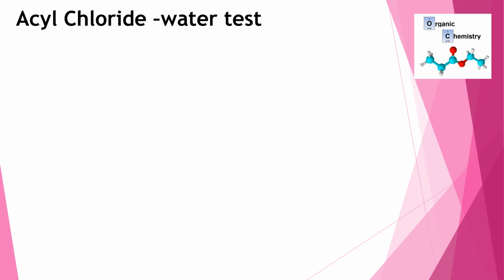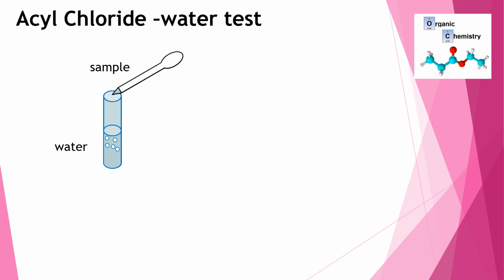Okay, acyl chloride. So the test for that is a water test. What do I mean by that? Well, we take a sample of water and we add just a drop of acyl chloride, because this is going to vigorously react. It's just going to go tss, right? And it's going to produce a vigorous reaction because acyl chlorides are very reactive molecules.